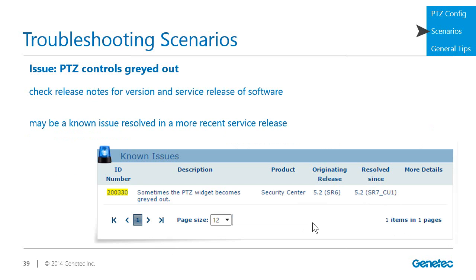Now the last thing I want to mention for this is to take a look at the known issues in the GTAP and the release notes for the service release you're on. Now it is possible that this is a known issue for the particular service release you're on, and it might be resolved in a newer or more recent service release. You can also take a look at the Resolved Issues section in the current service release to see if anything is mentioned there as well. If this is a known issue, just upgrade to the latest service release whenever that's possible for you.